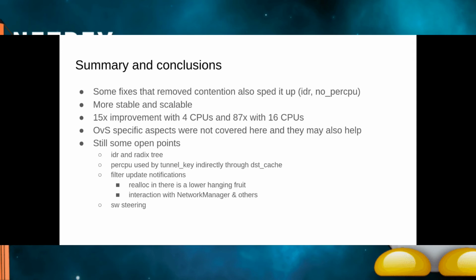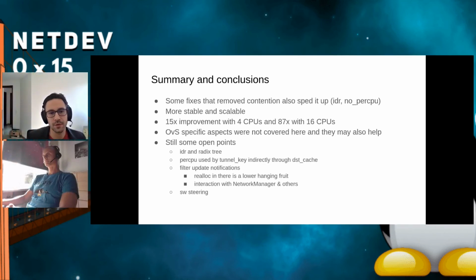IDR and Radix tree are now a considerable part of the allocation time. The per CPU used by TunnelKey indirectly through the SD cache. If that can be avoided, it will also be helpful. The filter notifications, to at least avoid the reallocation there, it's kind of a low hanging fruit. Interaction with NetworkManager has impacts on other parts of the system, but needs more discussion. And software steering itself.